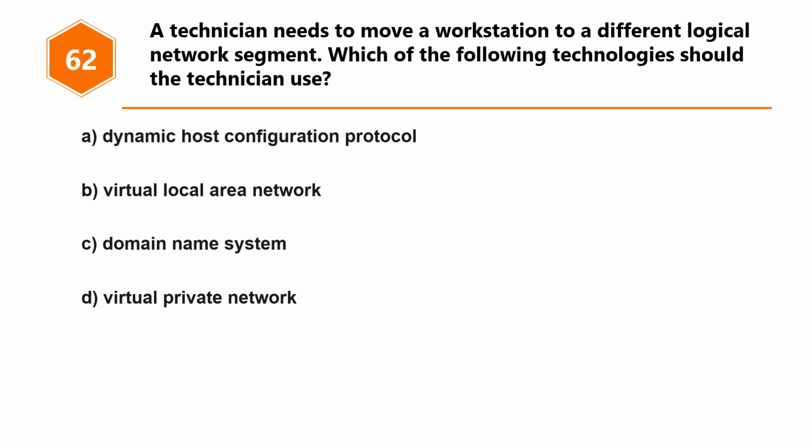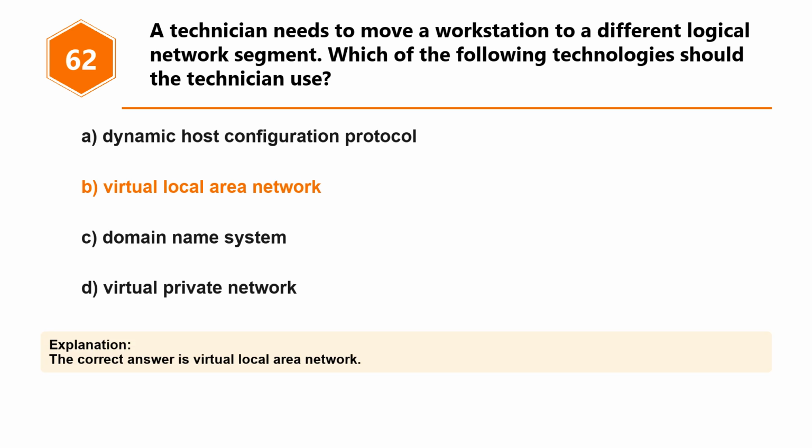Question 62. A technician needs to move a workstation to a different logical network segment. Which of the following technologies should the technician use? Option A, Dynamic Host Configuration Protocol. Option B, Virtual Local Area Network. Option C, Domain Name System. Option D, Virtual Private Network. The correct answer is option B, Virtual Local Area Network.